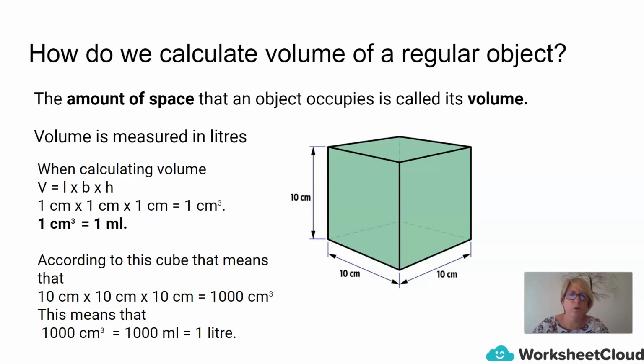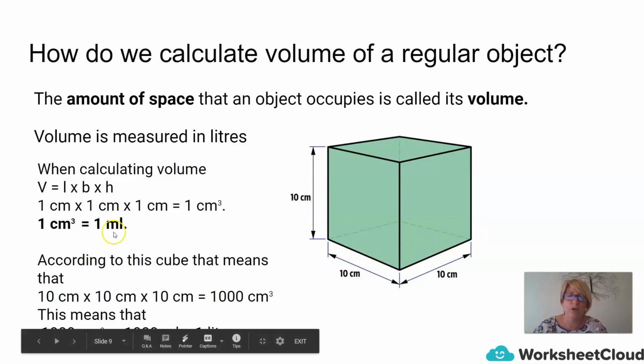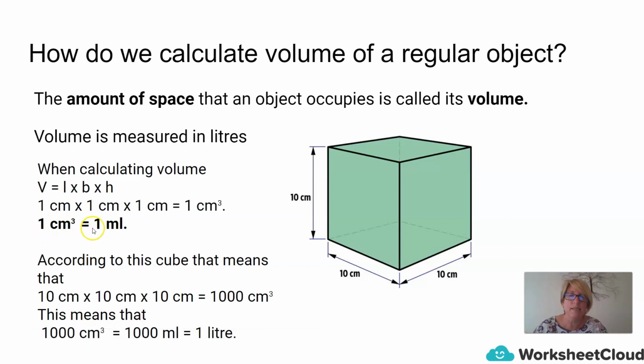So let us assume we are sitting with a cube. That's going to be 1 centimeter times 1 centimeter times 1 centimeter. So that means 1 times 1 times 1 gives us 1. And centimeters times centimeters times centimeters gives us centimeter cubed. And another point I just want you to remember is that 1 centimeter cubed is the same as 1 milliliter, because I need to remind you that volume is measured in liters.